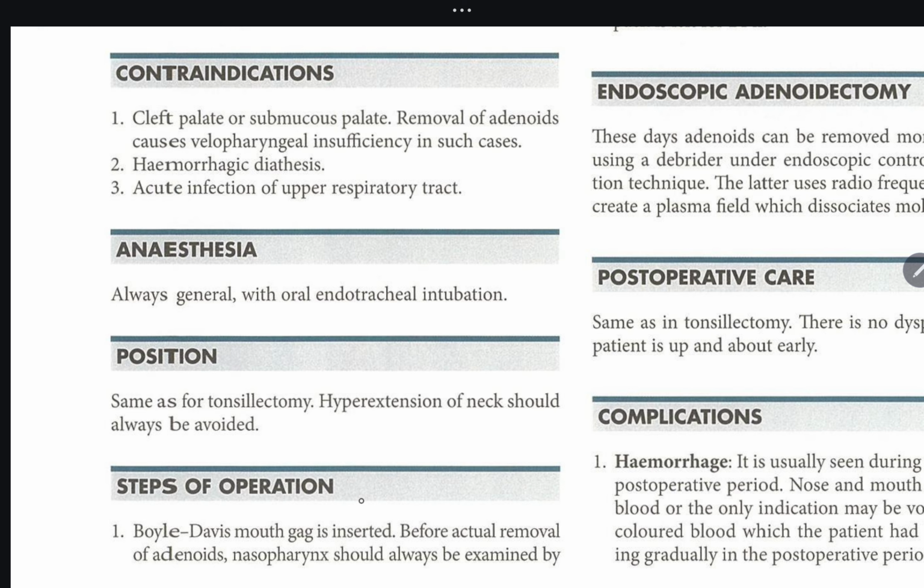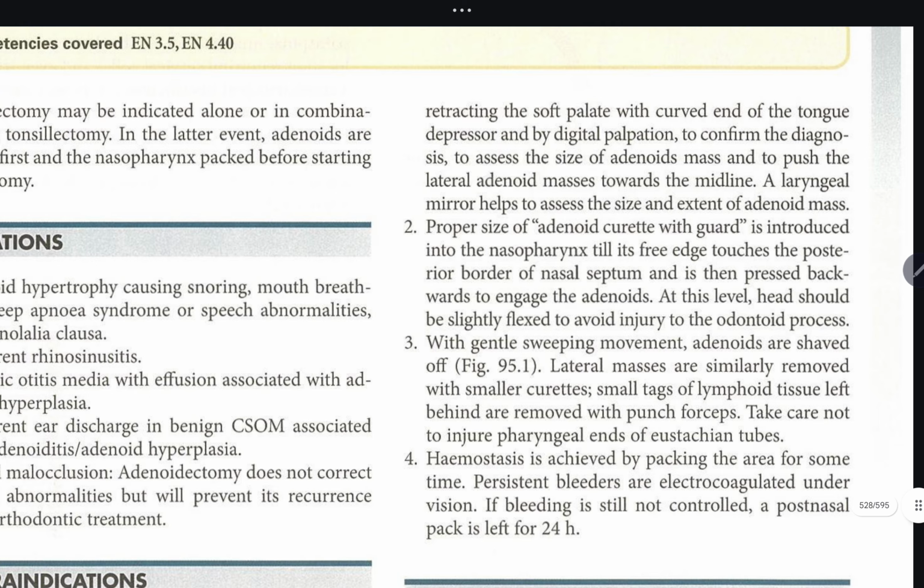Steps of operation: 1. Ball-Davis mouth gag is inserted. Before actual removal of adenoids, nasopharynx should always be examined by retracting the soft palate with the curved end of the tonsil tongue depressor and by digital palpation to confirm the diagnosis, to assess the size of adenoid mass and to push the lateral adenoid masses towards the midline.